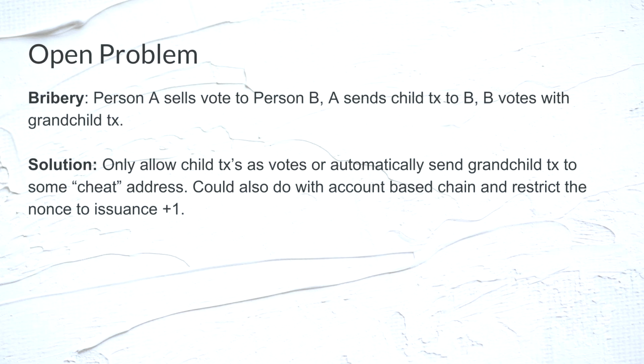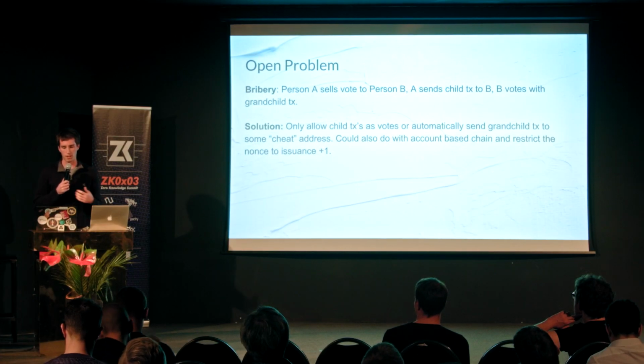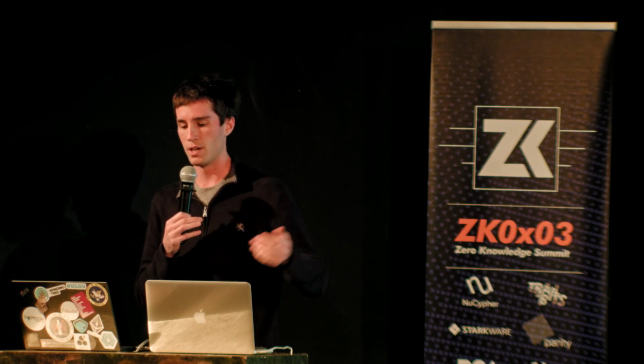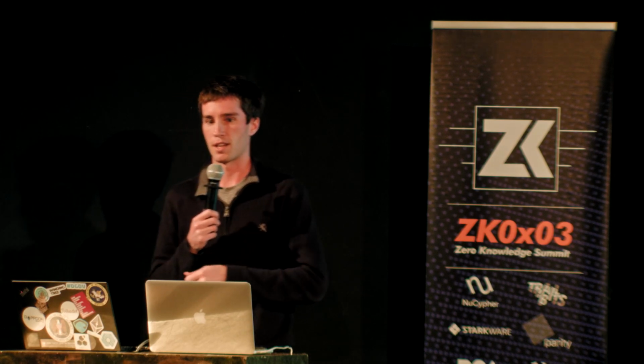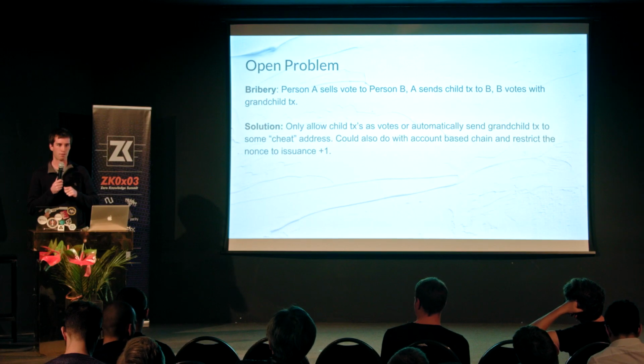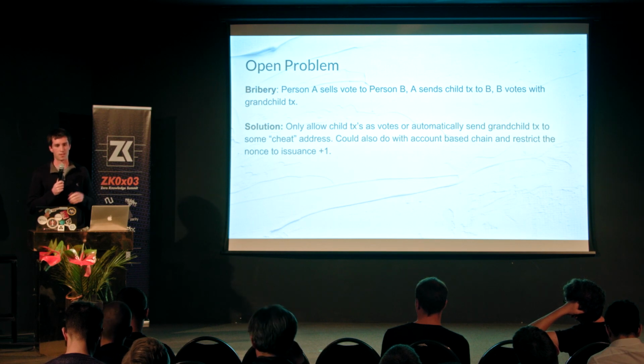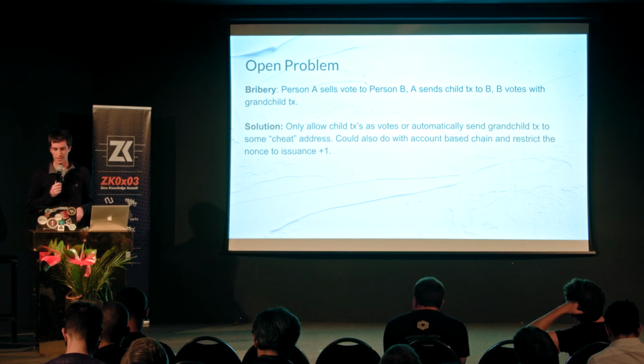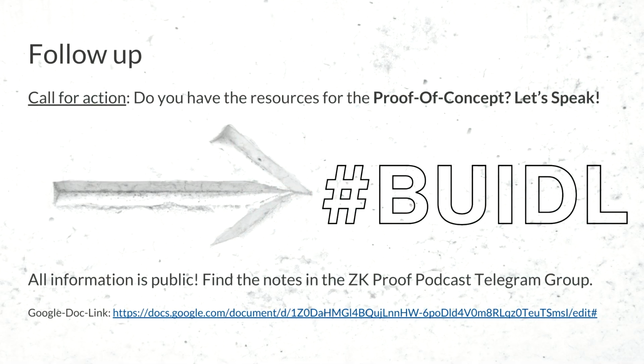The problem would be if you make a child transaction: if you buy my vote, I can send you a child transaction, and then you make a grandchild transaction to vote. We want to prevent that, so that's the only thing we didn't get to. But I think you could either limit how far down from the token issuance transaction it can go, or if you use a nonce-based chain, you can say tokens are issued at a nonce of 1, and anything with a nonce of 3 or greater automatically goes into a cheater category. That's just what I thought of this morning.